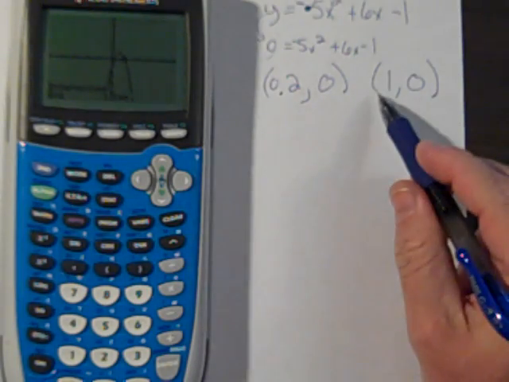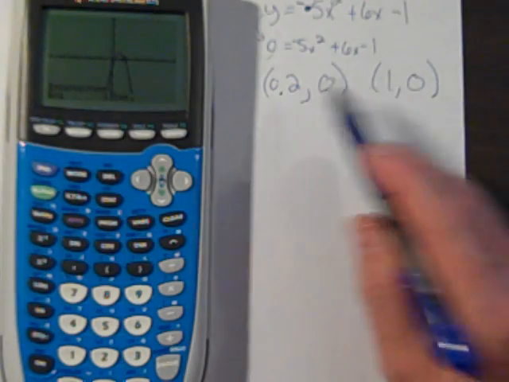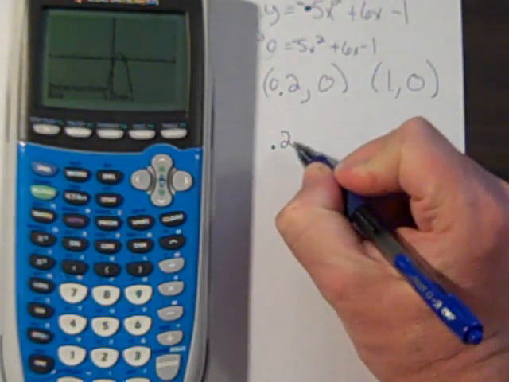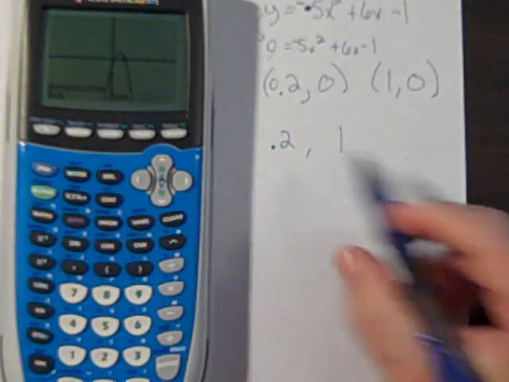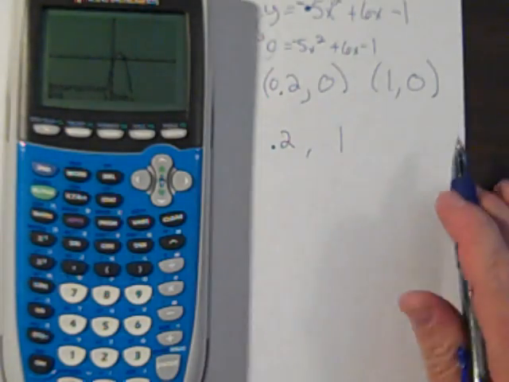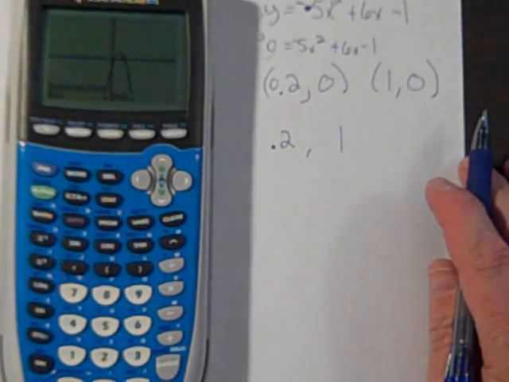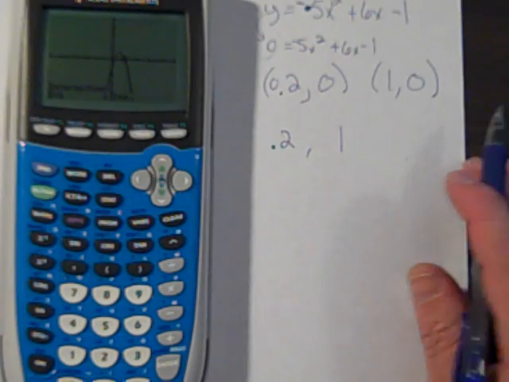So when I want to solve this one graphically, here's my two x values that we're looking for, 0.2 and 1. Those are my two points. Okay. Now if I wanted to solve one, that'd be fine for that.